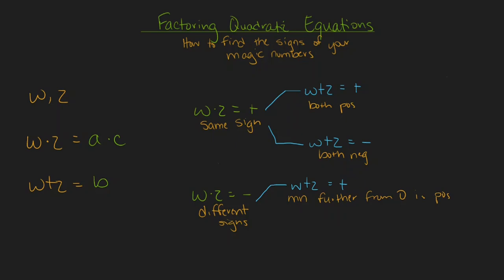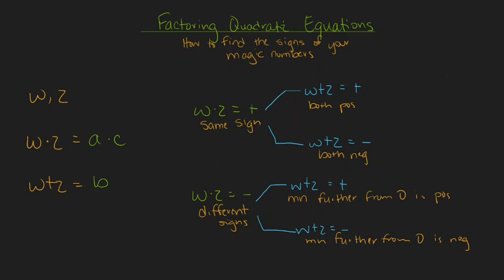On the flip side, if w and z yield a negative product, but w plus z yields a negative sum, that tells us that the magic number further from zero must be negative. Another way of thinking about this is that the sign of whichever of your factors is larger, further away from zero, is going to match the sign on the term b in your original equation. This one's a little bit funky to think about in the abstract, so let's take a look at an example.